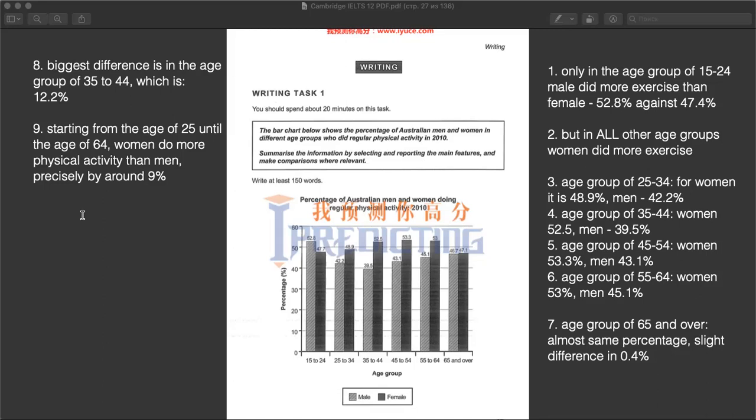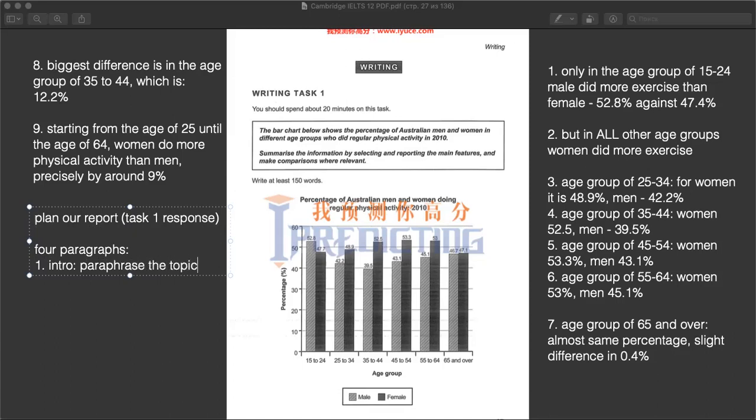What do we do now? Now we should plan our report. The report is your task 1 response. So how do we do it? We have 4 paragraphs. First is the introduction, and be very careful here, it's not an essay, okay? So you don't write your opinion here. They just ask you to read this chart and then give some information about it. So in the intro, we paraphrase the topic. And that's all, nothing else, okay? Just paraphrasing.